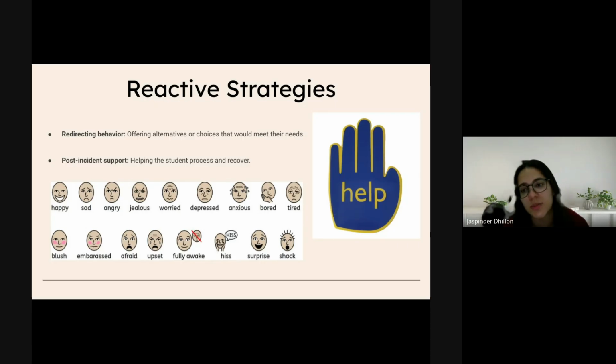time. Post-incident support is after the behavior has subsided, when you help the student process what happened. For example, you could use a social story to explain why the behavior occurred and what they can do differently next time. I put the widgets of all the different emotions so that the child could look through these emotions and try to explain how they were feeling at that time and what might have triggered them to have these behaviors.